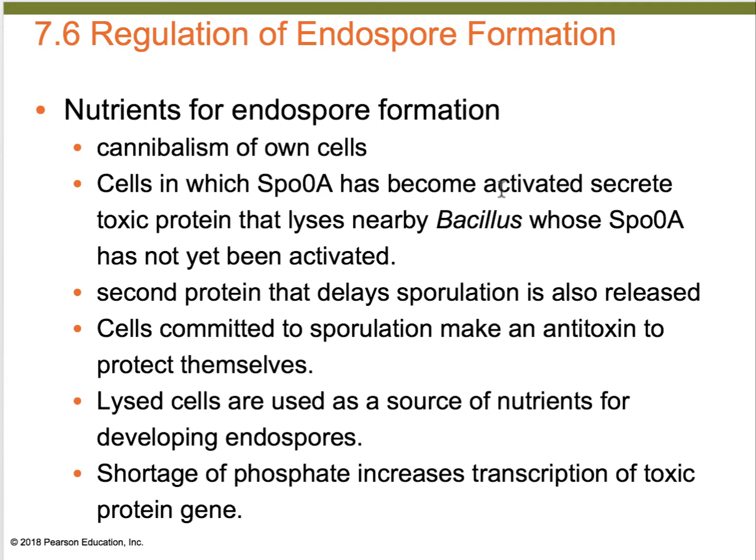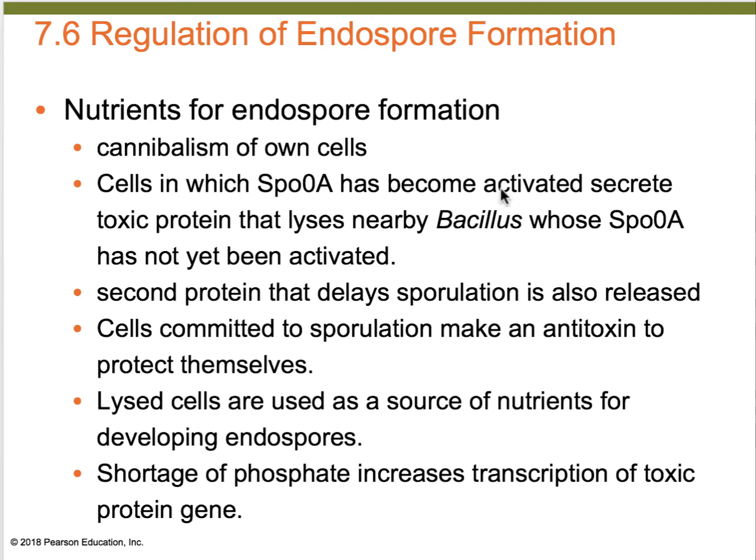What will happen when that SPO-A protein is highly phosphorylated? You get the release of a toxin. That toxin will kill neighboring bacillus, allowing the cell that produced the toxin to consume the bacillus. The cell that produced the toxin will also produce an antitoxin to protect themselves. So at the same time that this cell with a highly phosphorylated SPO-A is secreting all these toxins and killing its neighbors, it's also producing a protein that delays sporulation in other cells. So they're killing their neighbors, and if they don't kill them, they're at least going to prevent them from making a spore.